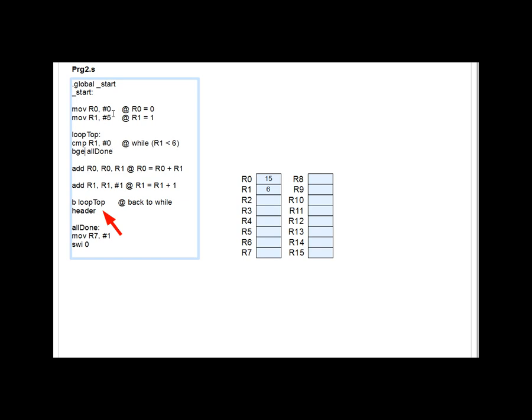And the BGE now needs to be either a BEQ, which would work once R1 becomes equal to 0, or perhaps a little more complete, a BLE. In any event, that branches down to all done. And then finally, this add here needs to become a sub instead. And that would do the loop in decrementing form.